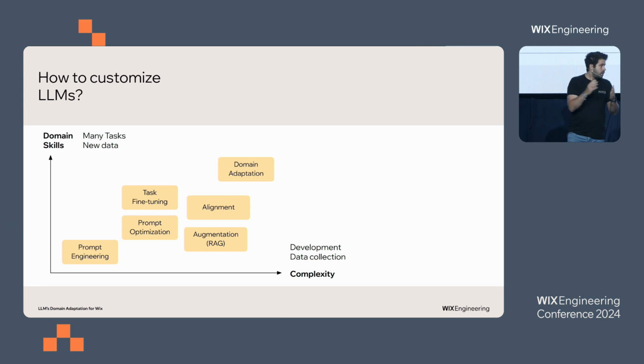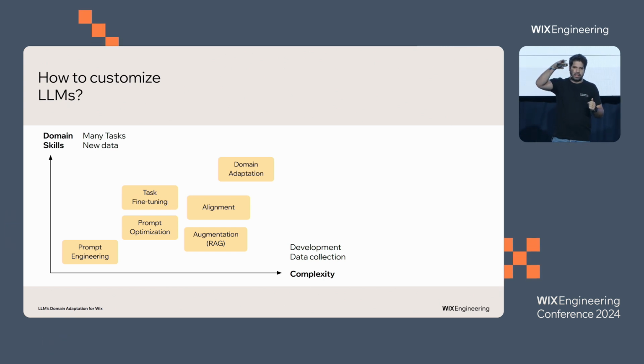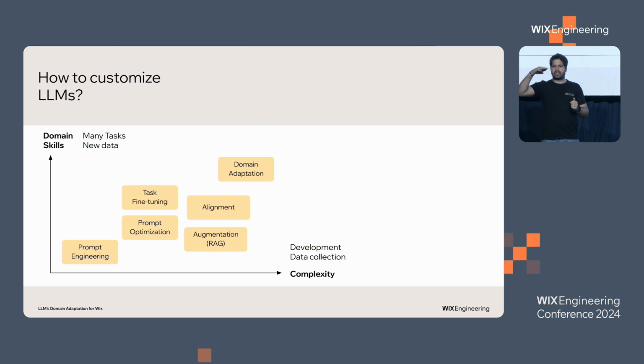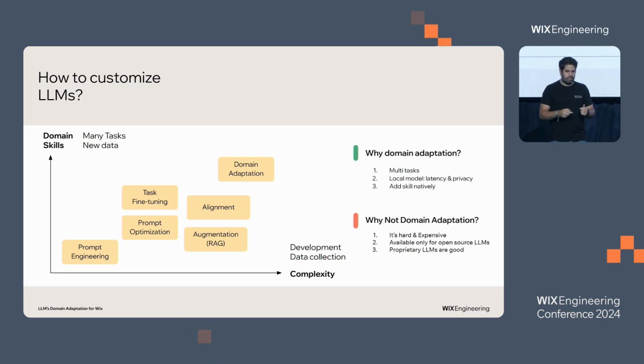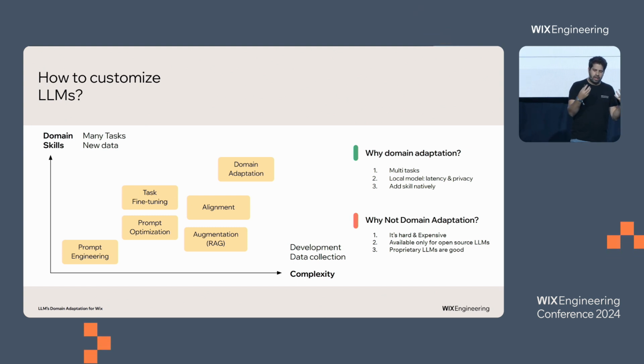So as you go here, you can actually see that the domain adaptation is becoming a bit more complex. It requires a lot more data, development, and understanding of how the models actually work, but we can capture more tasks and more capabilities. So, if I were you, it's not necessarily the first thing that I would do. You need researchers, you need infra, so you need a lot of work.